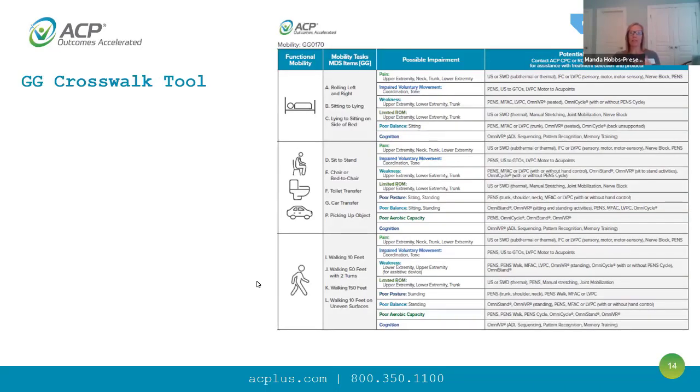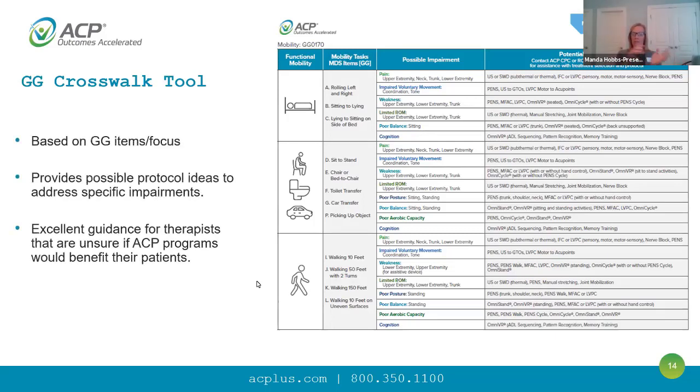And then the last tool here is one of our brand new tools called the GG Crosswalk Tool. So this is, again, moving and being a little bit more detailed with the recommendations. It is based on GG items, right, and a focus amongst those items. And it provides possible protocol ideas to address specific impairments, right? So you have your GG item listed, possible impairments that they may have, and then you also have a potential protocol or treatment modality or technology integration idea, pretty broadly stated.